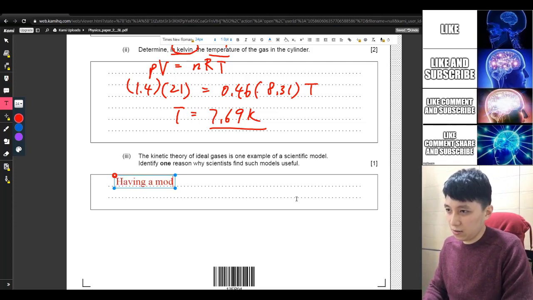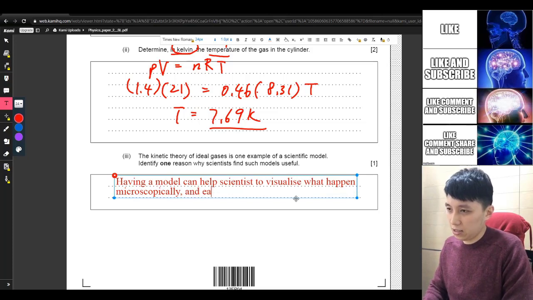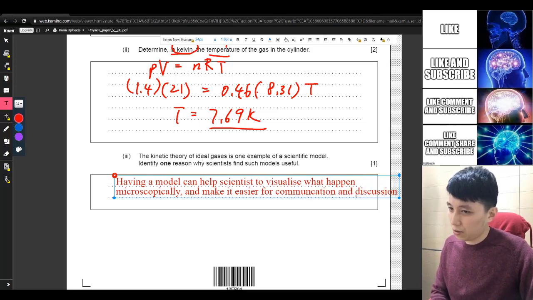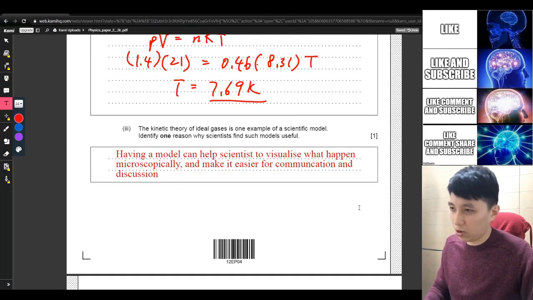Having a model can help scientists to visualize what happened microscopically and make it easier for communication and discussion. I think that's what I will put.